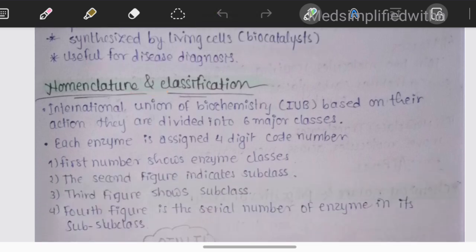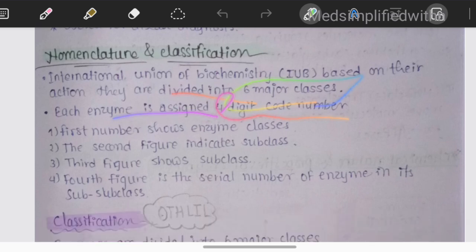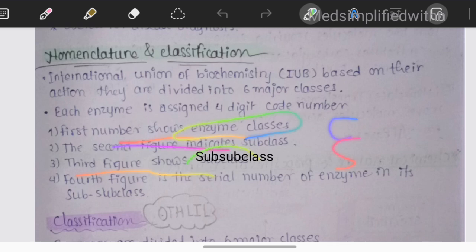Nomenclature and classification: the International Union of Biochemistry, IUB, based on their action, divides enzymes into six major classes. Each enzyme is assigned a 4-digit code number. The first number shows the enzyme class, the second figure shows the subclass, the third figure shows the sub-subclass, and the fourth figure is the serial number of the enzyme in its subclass.